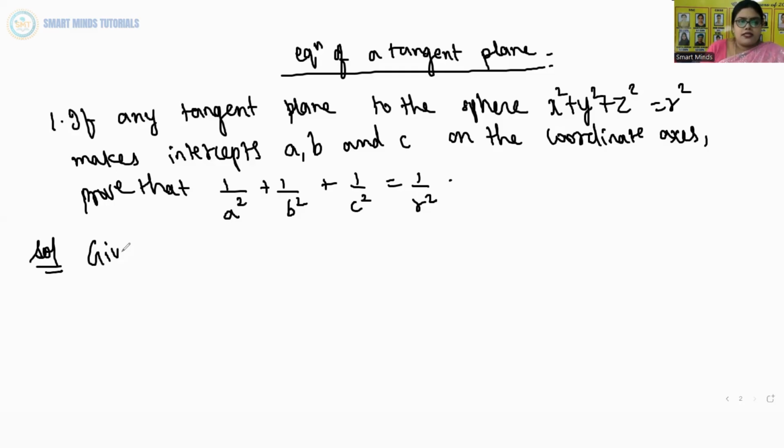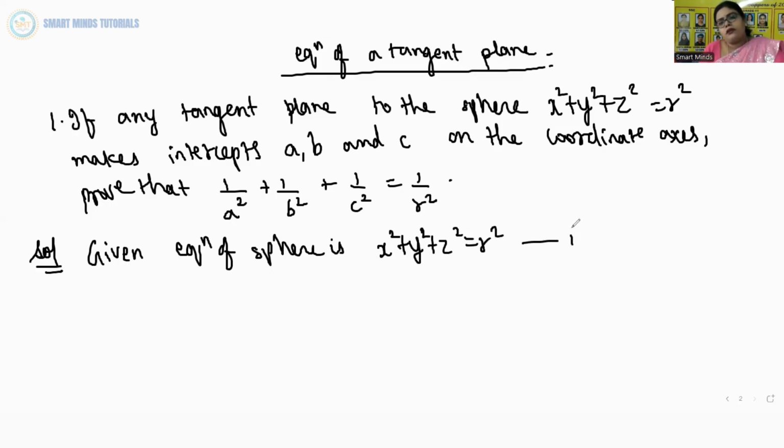So first let's write down what is given to us. Given equation of sphere is x square plus y square plus z square equals R square. This is equation number 1. Now here you can see there is no x term, y term or z term. That's why we can say that center is 0, 0, 0.